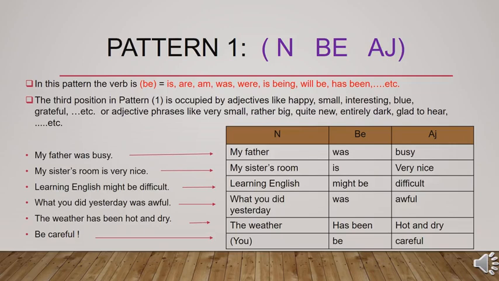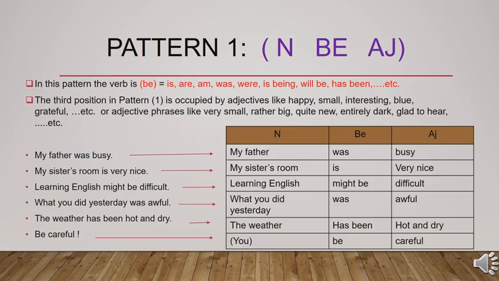Learning English might be difficult. The main verb here is might be, so it is be. Before this verb we have learning English, which is the subject. It is N. And after might be we have difficult, which is an adjective. So we have N, be, adjectival, and the pattern is pattern number 1.